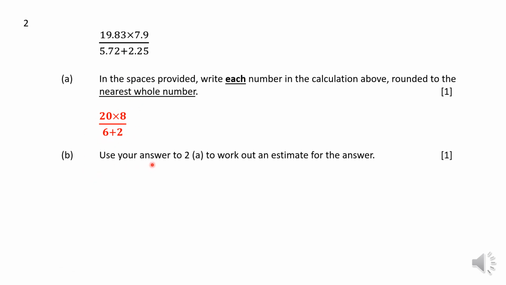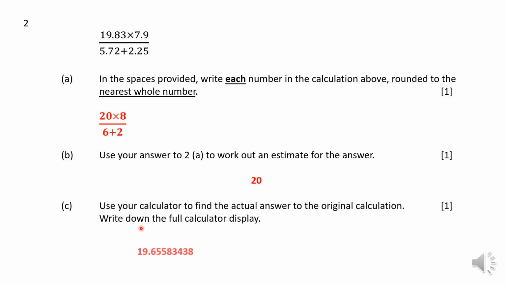Then they are saying use your answer that you got here to work out an estimate, whatever that answer will be. Well, that answer is 20. And then you are now asked to calculate your full calculator value, and you must write down everything as it is. So what estimation is trying to teach you here is that you can see that 19.6 is very close to 20. The next question is they say take that answer and now you must round it to 1 decimal place. Obviously it's 19.7.